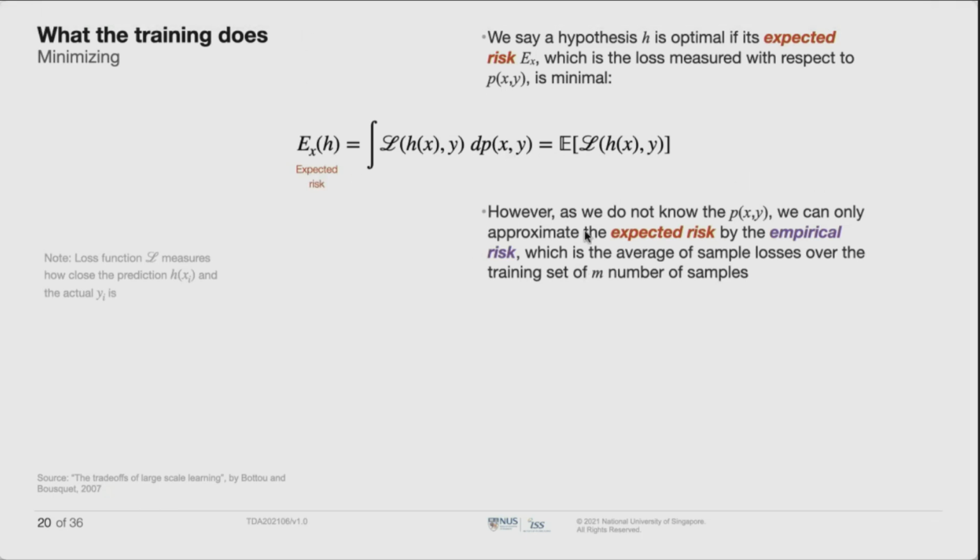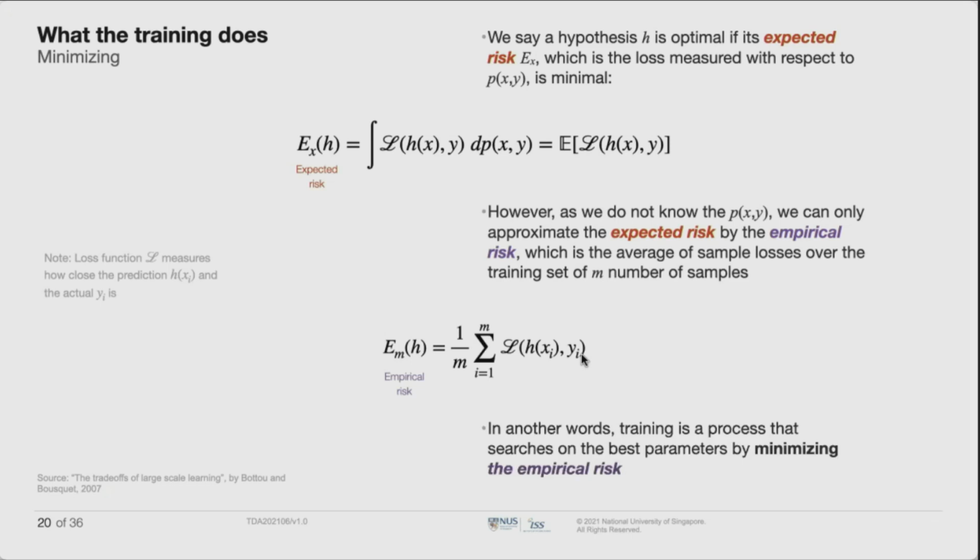The best we can do is find a way to approximate the equation of the expected risk. The approximation is called empirical risk, which basically does an average on all the losses we get in our training. From the above, we can see that training is a process that searches for the best parameters by minimizing this empirical risk. This shows how the search is guided. The search is guided by trying to minimize the empirical risk.